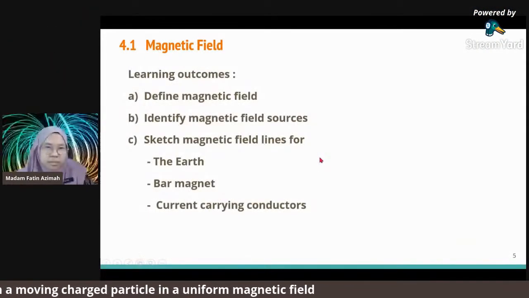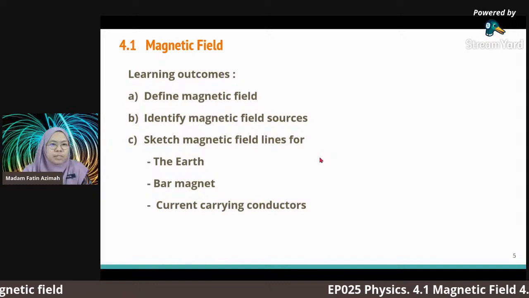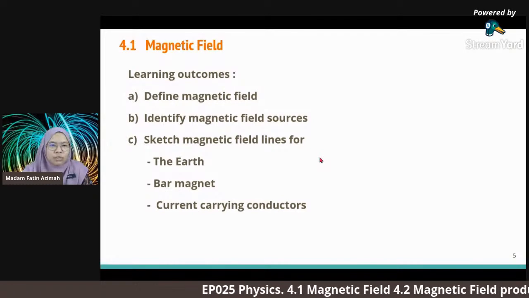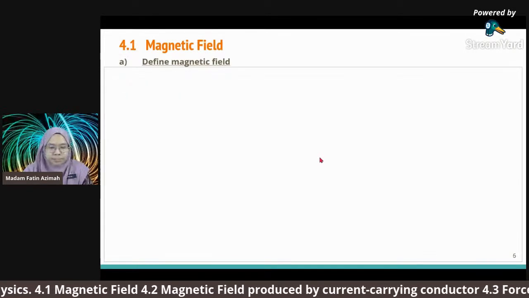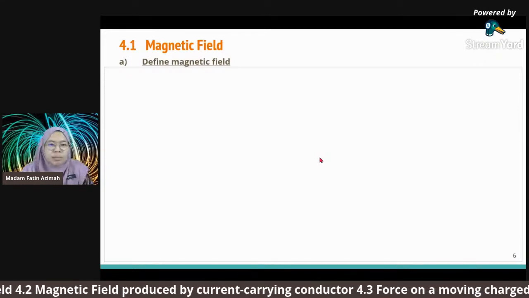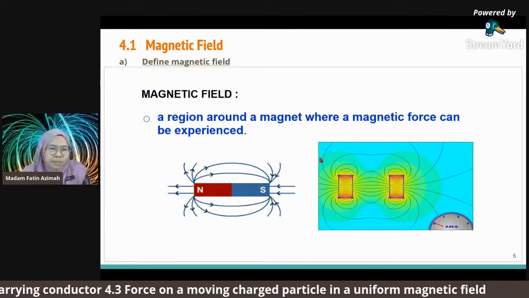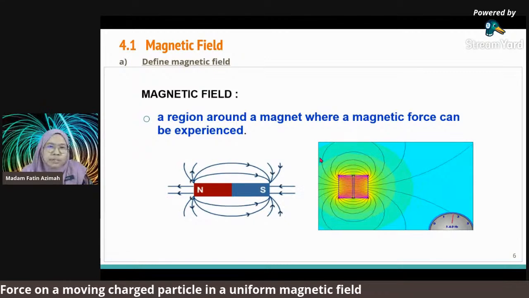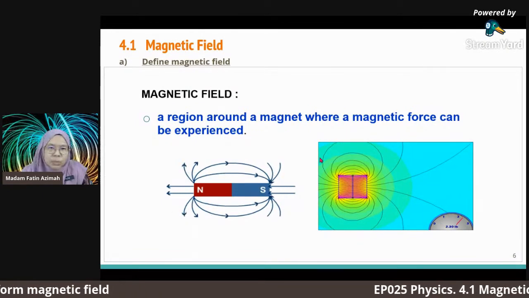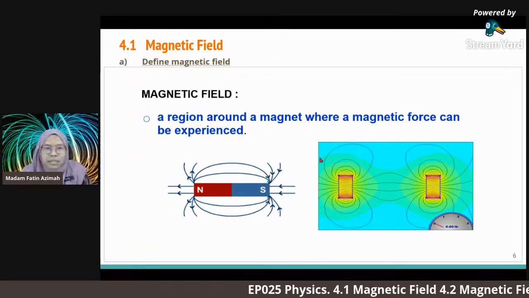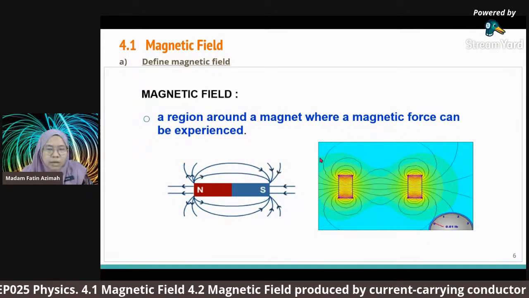Okay, so 4.1, the learning outcomes is to define magnetic field, identify magnetic field sources, sketch magnetic field lines for the Earth, bar magnet, current carrying conductors. Okay, so the definition of magnetic field is a region around a magnet where a magnetic force can be experienced. It is quite the same with electric field, where we are talking about a region. When a charged body goes into the region, it will experience a force. In this case, it is magnetic force. Magnetic field can either occur naturally or by being produced.